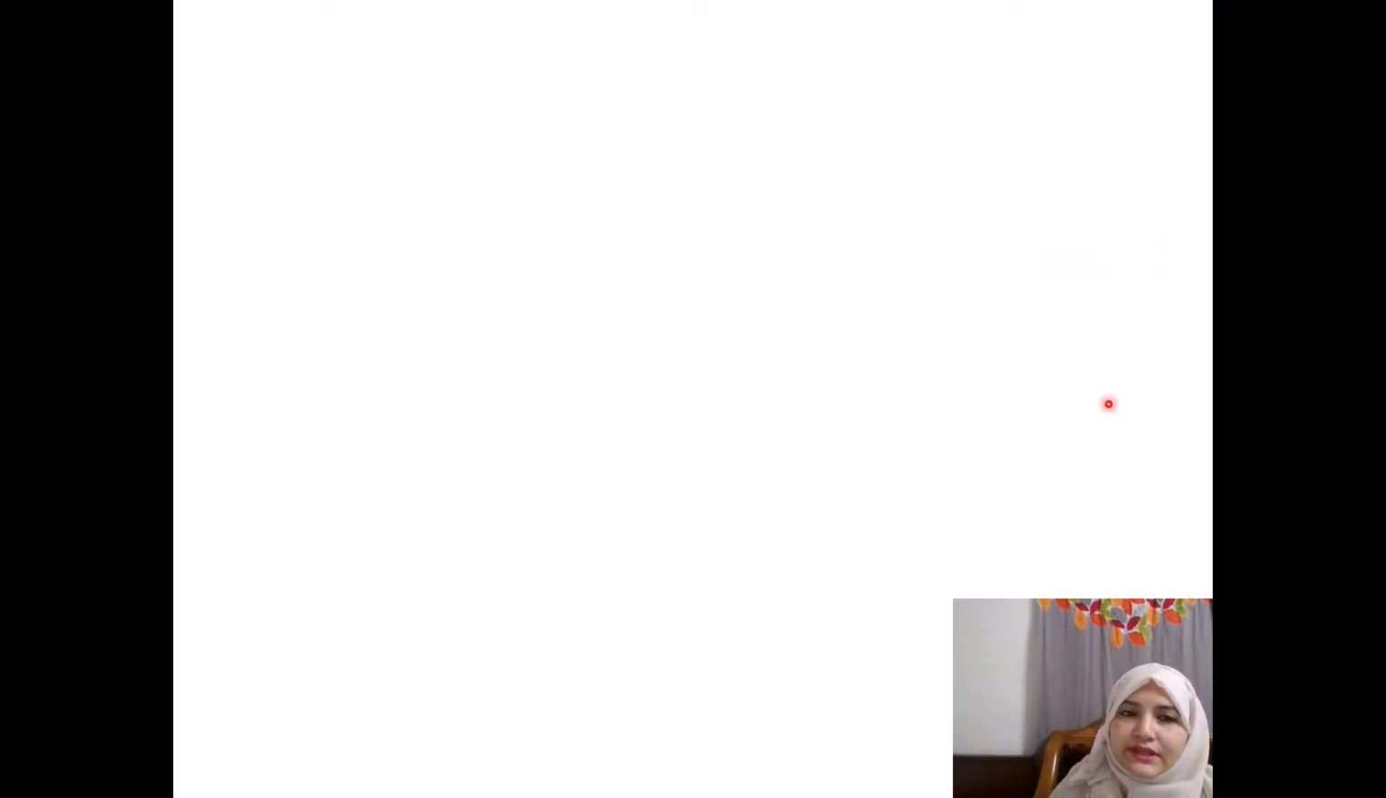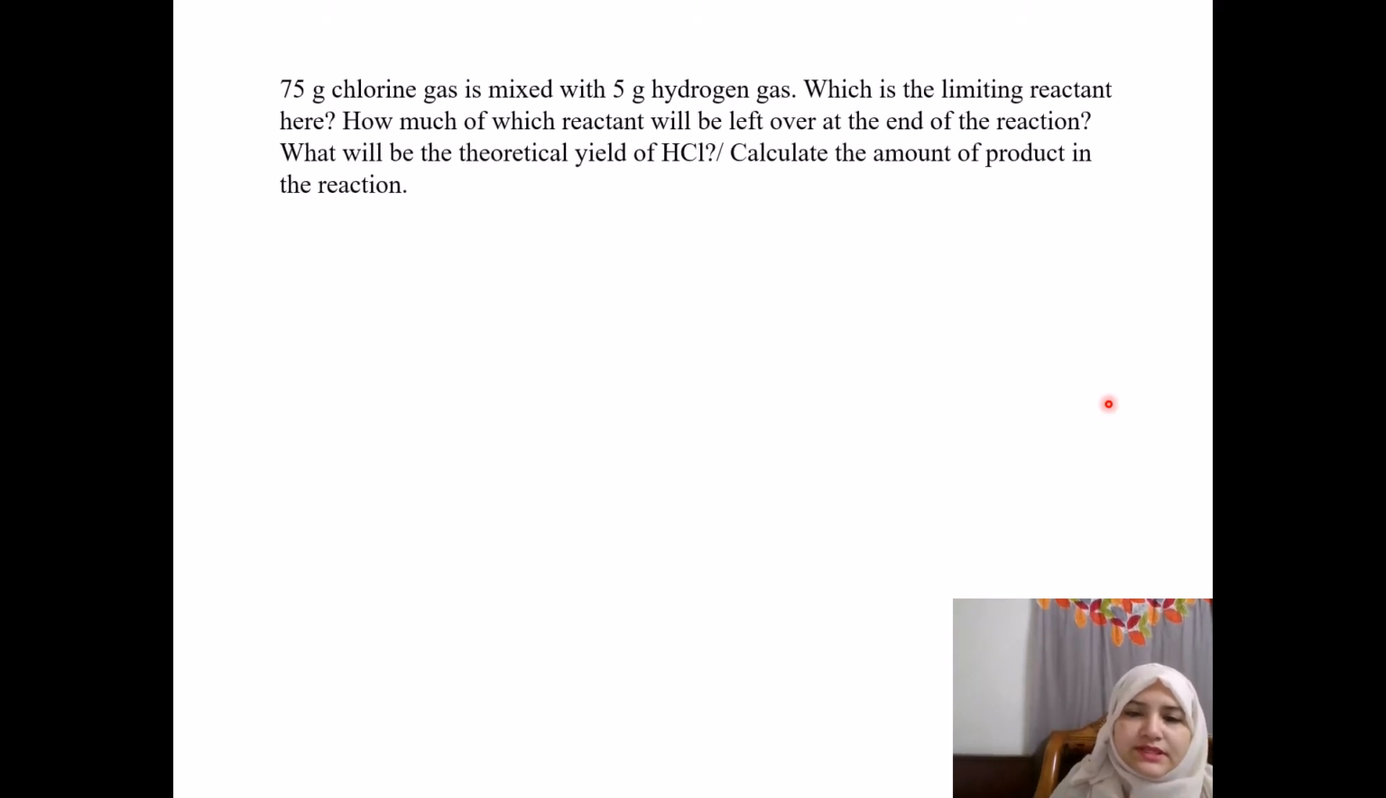Look at the reaction, and this is a problem. Let's try to solve this problem using the limiting reactant concept. 75 grams of chlorine gas is mixed with 5 grams of hydrogen gas. Which is the limiting reactant here, and how much of which reactant will be left over at the end of the reaction? And the next requirement is: what will be the theoretical yield of HCl, which is our product?